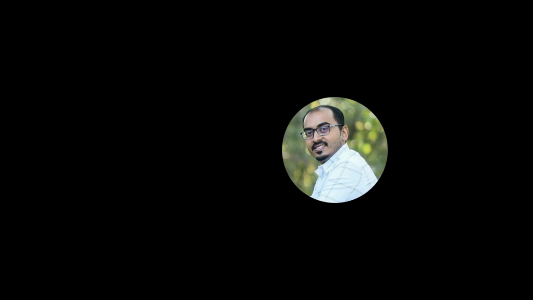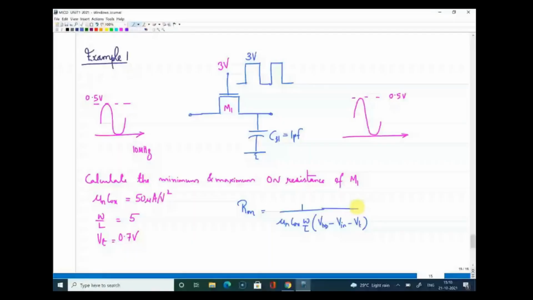This is R on. Now if you substitute the values, basically you were asked to find the minimum and maximum on resistance. So you will get two values. Did you get any answer for this? What is R on max and R on min?